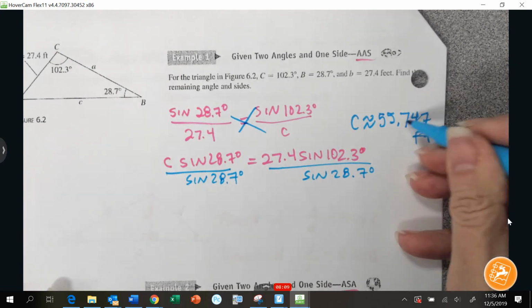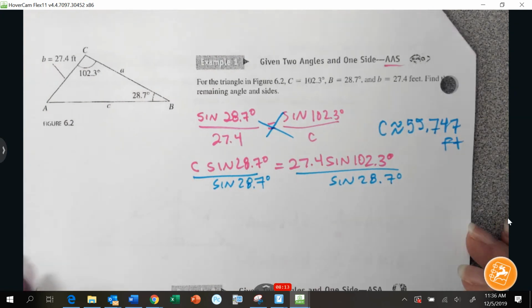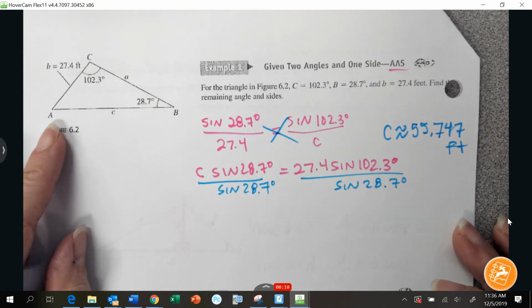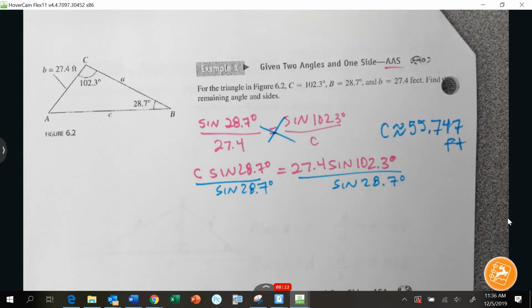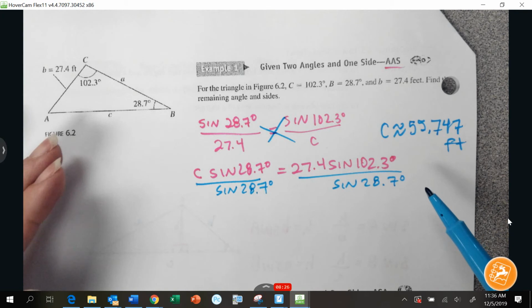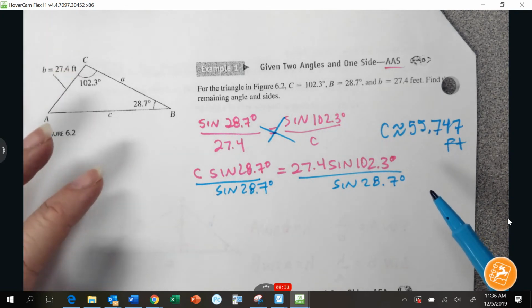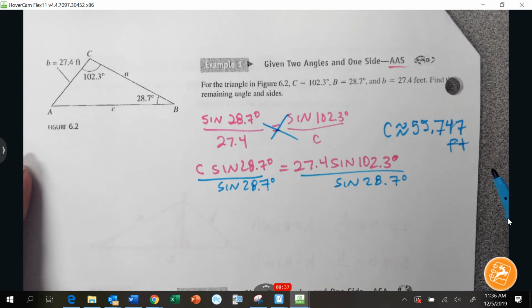I got 55.747 feet. That seems kind of big, but then when I go look at my picture and this smallest side is 27.4, then now I'm like, okay, maybe that could be my answer. Now if I got an answer that was like 2.3 feet, maybe I'd think I just did something wrong because that does not make sense for my situation. So definitely think about it. So we found one missing side. We have to find the other missing side and the other missing angle.